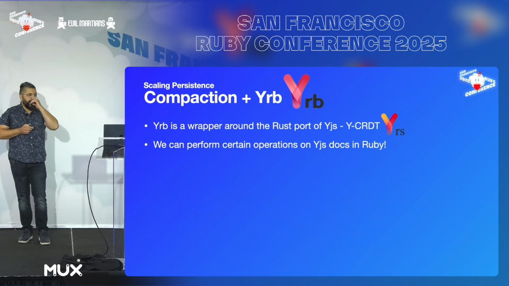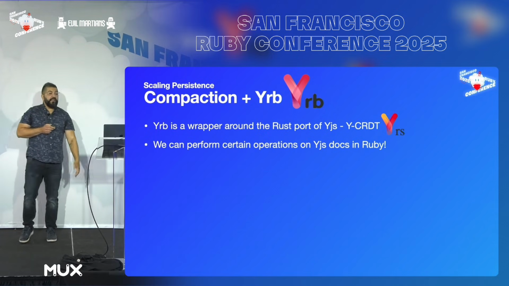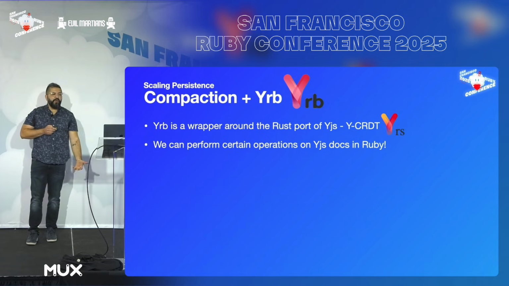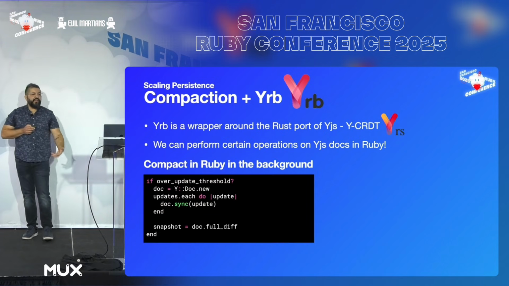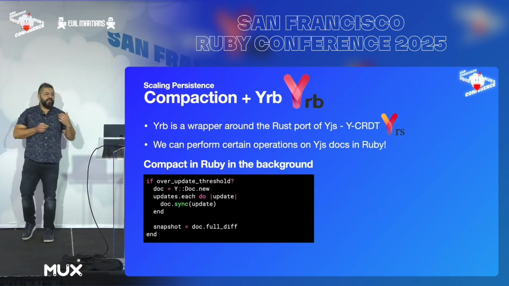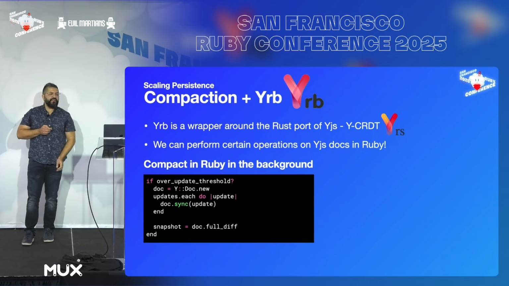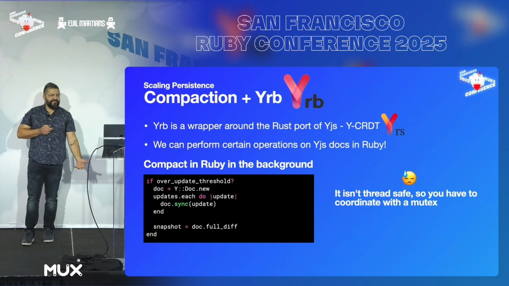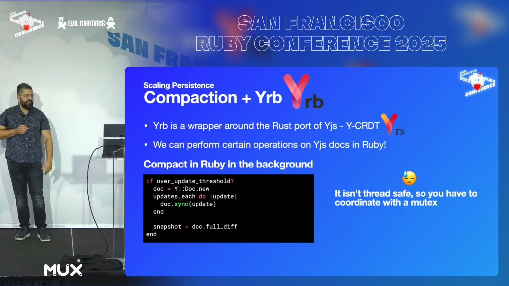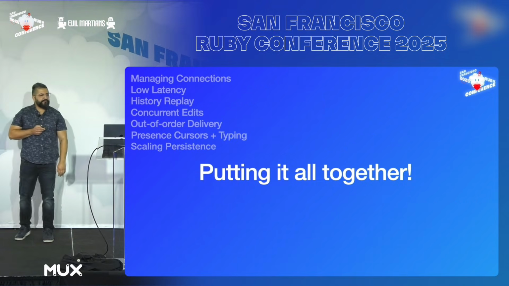That would be kind of a pain if you had to do it on the server using Node or something. There is a package called YRB. It's a wrapper around a Rust version of YJS. You can perform certain operations on YJS docs using it. So you could say, like, I'm over my particular threshold. It has a different interface, but it's a similar concept. It's applying updates and then gives you a diff at the end. The only downside is it's not thread safe. So you have to coordinate it with a mutex, and I'm looking into whether we can fix that.